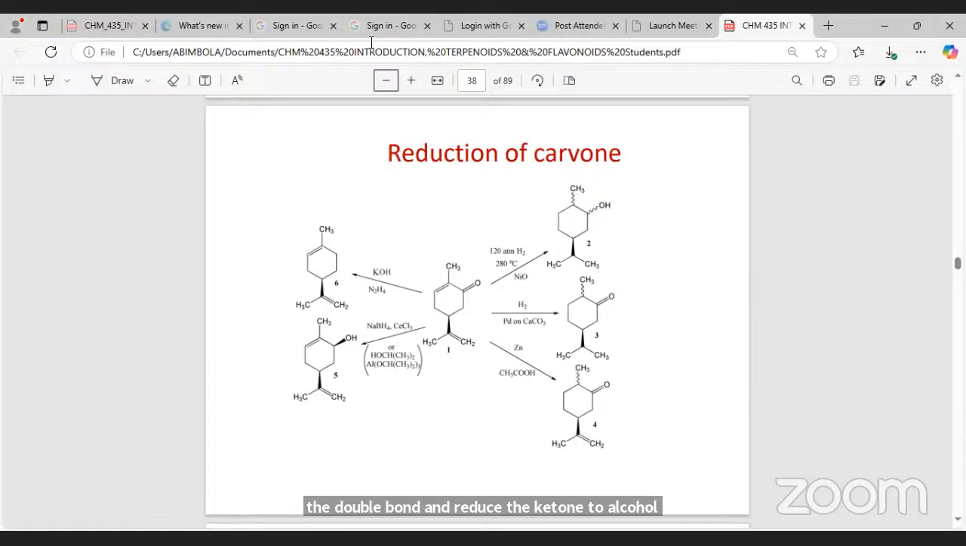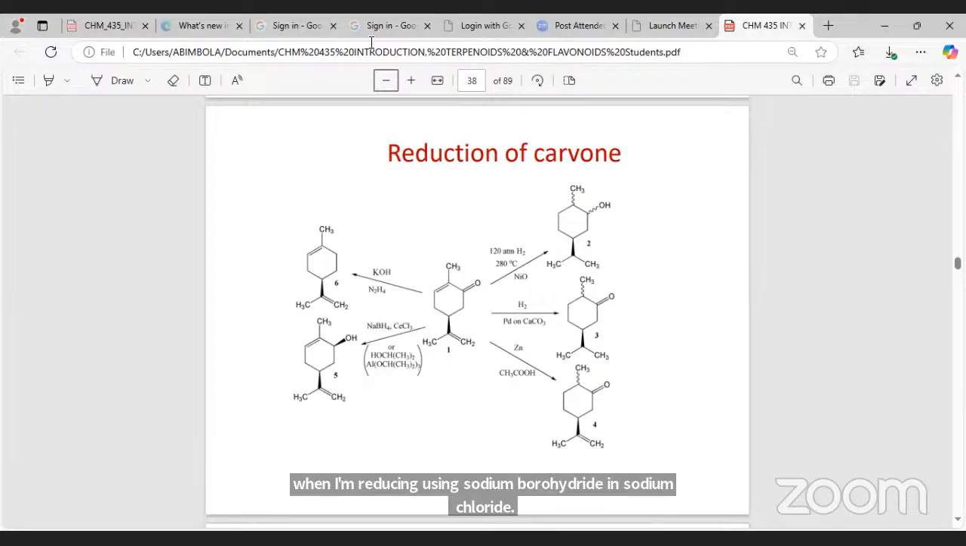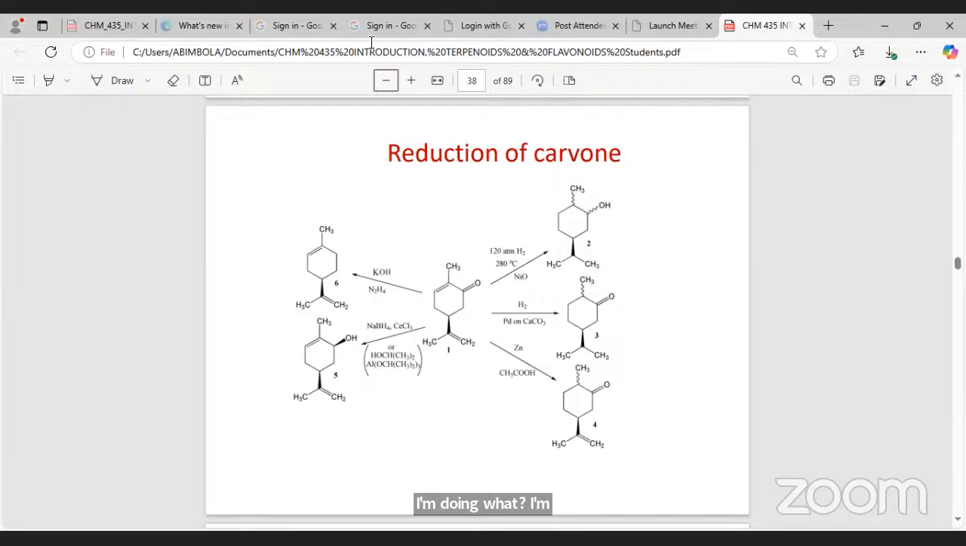Just for you to understand, when I'm using hydrogen with palladium and calcium carbonate, what am I doing? I'm doing the reduction of only the double bond. When I'm reducing using zinc in acetic acid, I am doing what? I'm doing only the double bond. When I'm reducing using sodium borohydride with cerium chloride, I'm reducing only the ketone functional group. When I'm using potassium hydroxide in hydrazine, what am I reducing? Only the ketone is cleaved out.